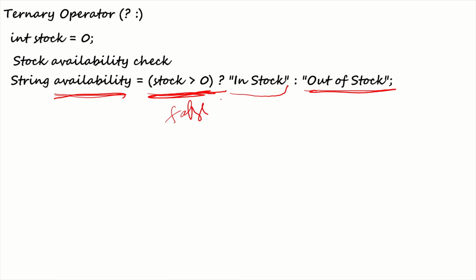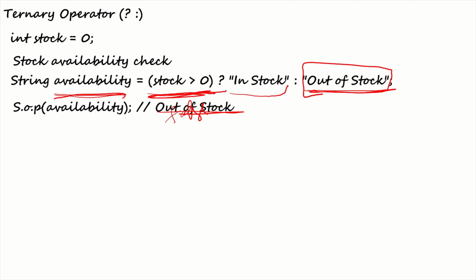So what happens is this string value will be assigned to the availability variable. So if I try to access that variable at a later point, I'll get out of stock. Okay. So instead of writing if stock greater than 0, do in stock, else out of stock, I can write this ternary operator. And if you want, you can write ternary inside ternary. So instead of writing this one again, if you want to write one more condition, I can write one more ternary here.